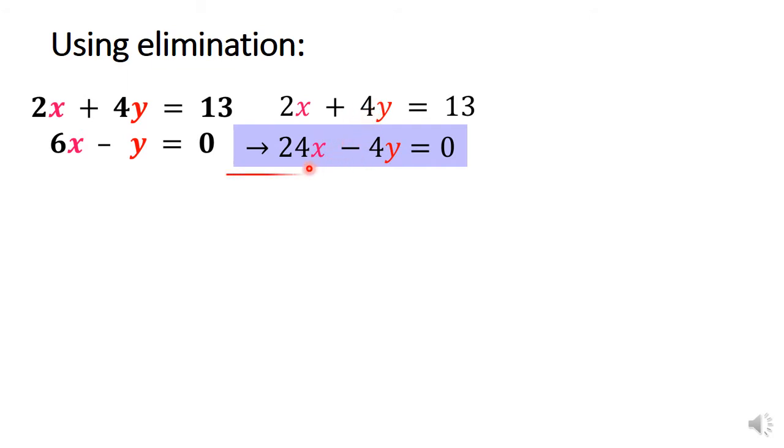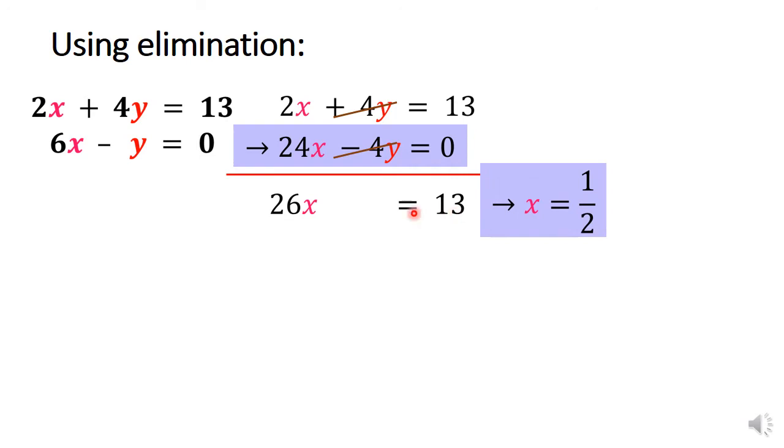So adding the two equations, what we want there ideally is to align the variables or align the terms containing the same variables as well as the constants. So we have 26x equals 13 plus 0, which is just 13. So solving for x, we have 13 over 26 or simply 1/2.